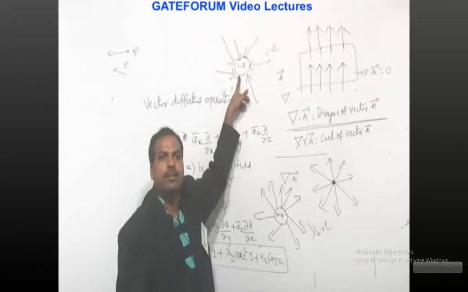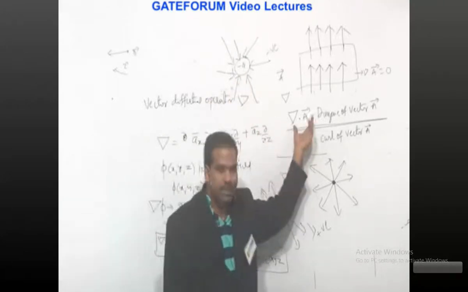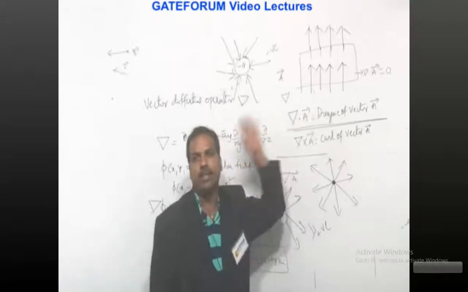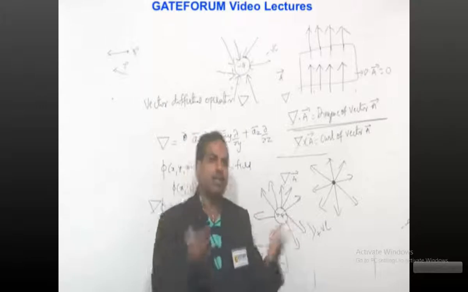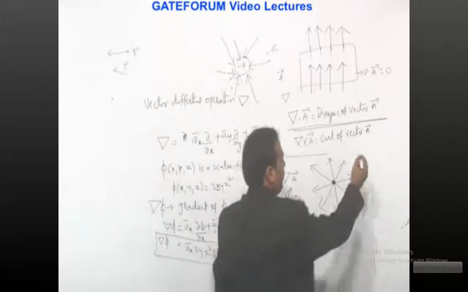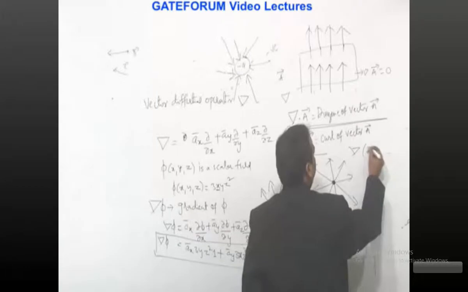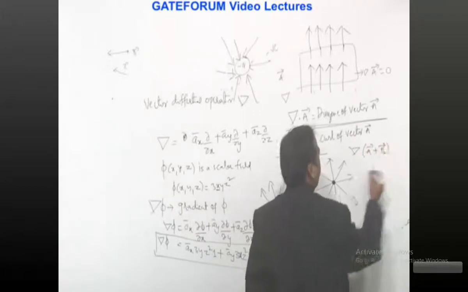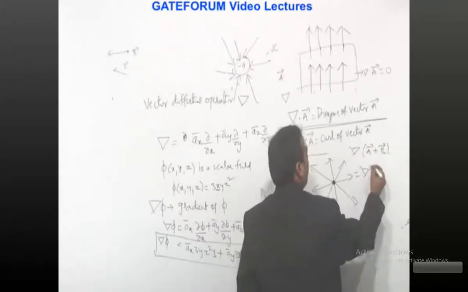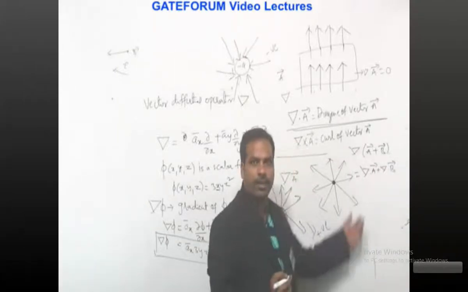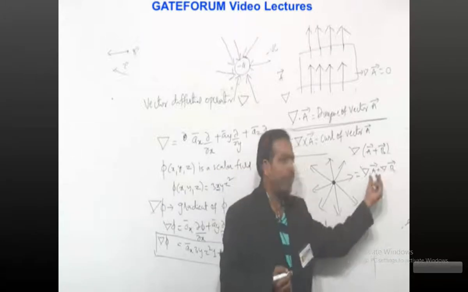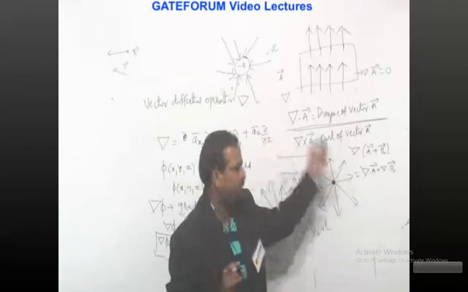Now another question from Monaza. Sir, is divergence defined for a single vector or a group of vectors? Divergence is always defined for a single vector. You can apply divergence to the sum of two vectors, but that is again obtained as a sum of individual ones. For example, del dot of A bar plus B bar can be written as del dot of A bar plus del dot of B bar. Individually, the divergence is applicable to a single vector.